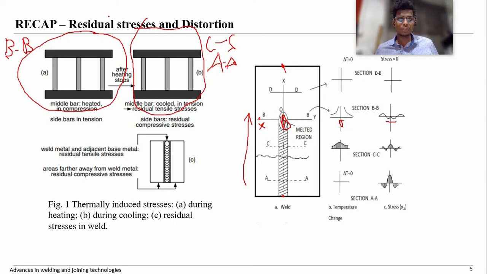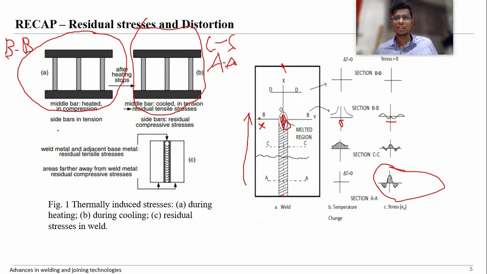Basically, the definition of residual stress is locked-in stresses in the component once the load is removed. Once the welding is done, there are some stresses, and those are called locked-in stresses once the load is removed. Generally, these tensile stresses deteriorate the mechanical properties of the component, so they need to be avoided.